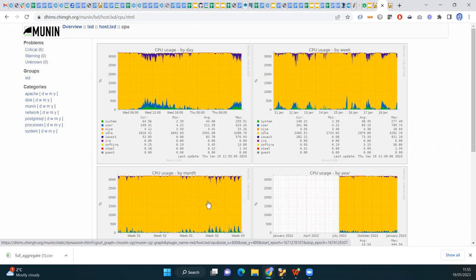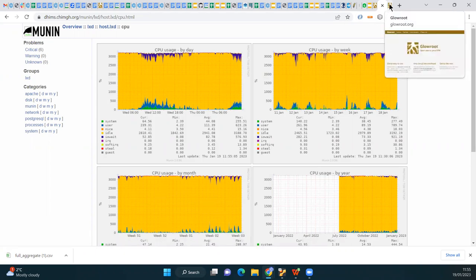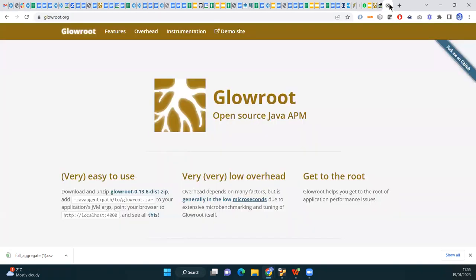That's Munin. But the main thing we really wanted to talk about was Glowroot. If you're looking for the source of Glowroot, it comes from glowroot.org. You can read a little bit about it. What it says is that having it on your system causes very, very little overhead, and our experience has been that this is certainly the case. There's no great performance problem with putting the agent on. And as we'll see, it gives you lots of information.